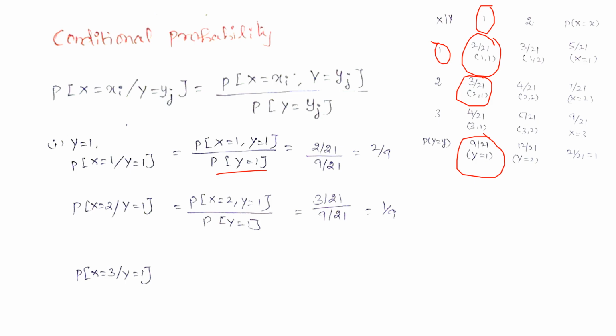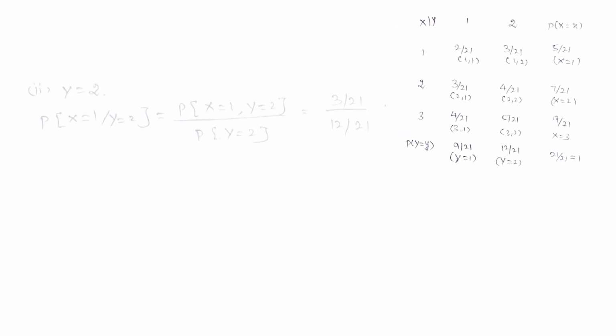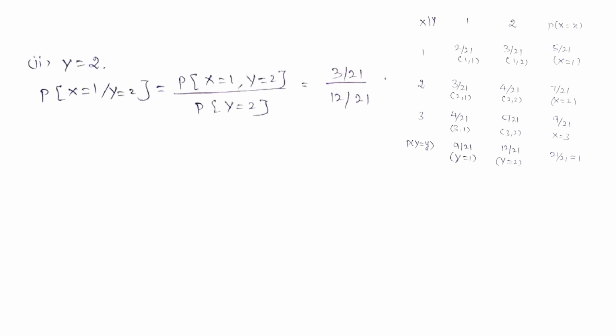Similarly we can find P of X equal to 3 given Y equal to 1, which is P of X equal to 3 and Y equal to 1 divided by P of Y equal to 1. Here x equal to 3 and y equal to 1 lies in the third row and first column of the table, that is 4 by 21. Plugging in the values, 4 by 21 divided by 9 by 21 is equal to 4 by 9.